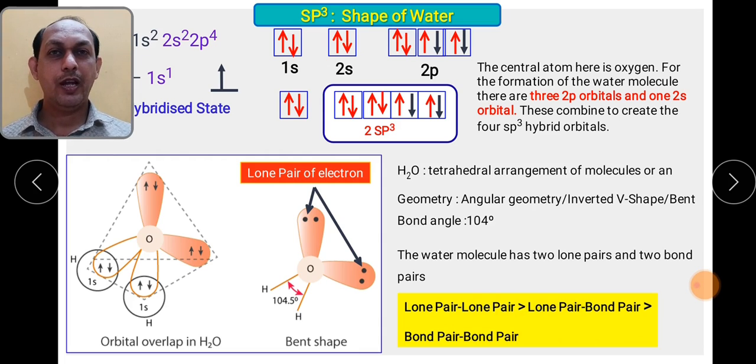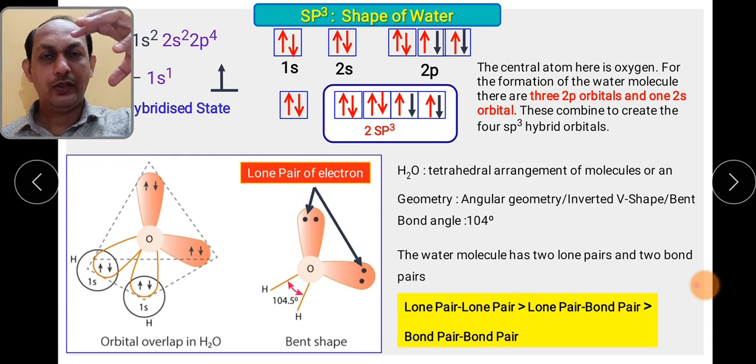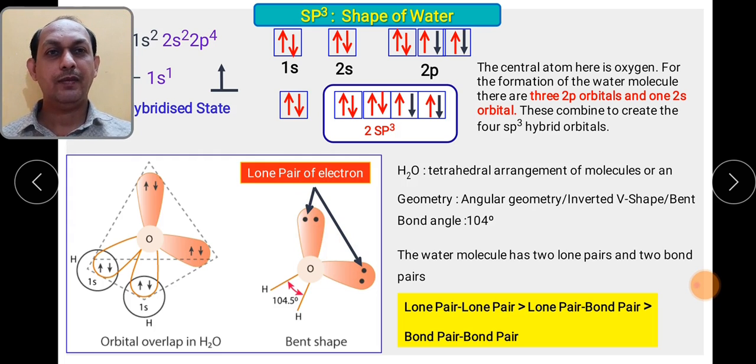So lone pair repulsion is higher than lone pair-bond pair repulsion. In order to have the minimum repulsions, this bond angle gets reduced, because the lone pair of electrons, or that particular orbital, has maximum bulkiness in the atmosphere. As a result, it pushes the bond pair towards itself, and the bond angle gets reduced. So this is the reason.